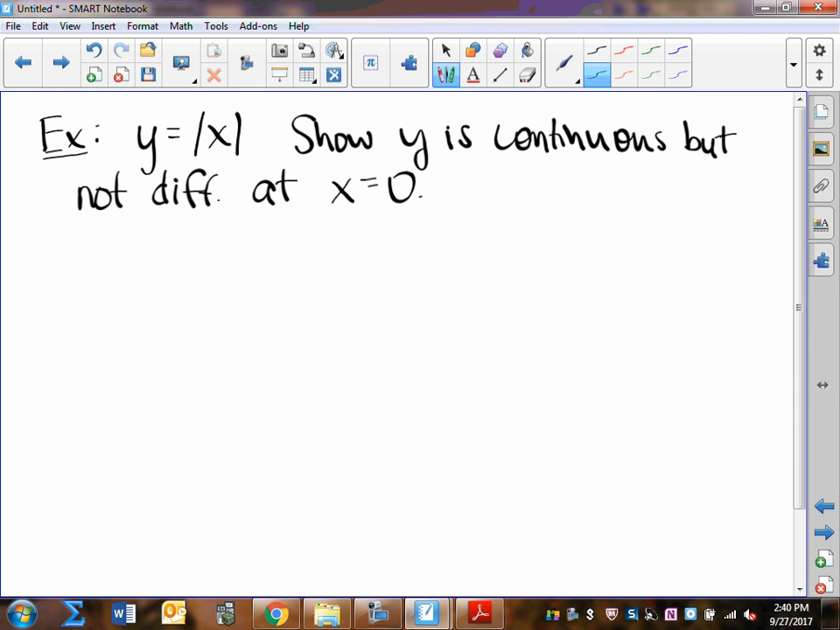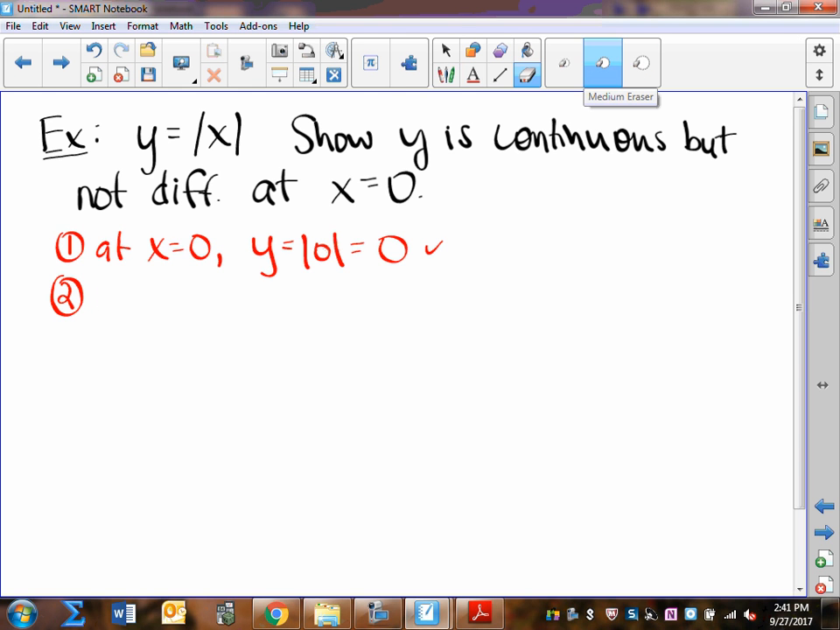All right, let's start off with continuity. So we're investigating at x equals 0. What is y equal? 0. Good, great. It's defined. First condition met. All right, my second condition of continuity. What do I need to check? The limits. Good. Left hand and right hand limit.